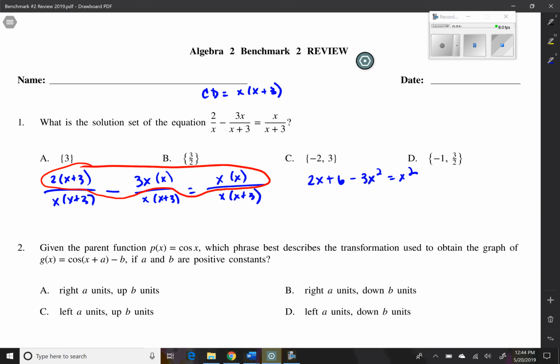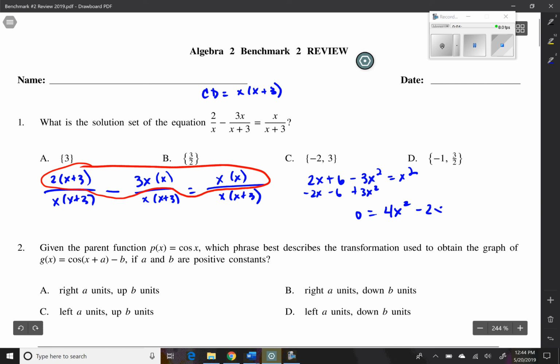So I want to move everything to one side of the equation, and I want to make it so that x squared is positive. So I'm going to move all of these terms to the other side. So that's going to give me 0 equals 4x squared minus 2x minus 6. I notice everything here has a common factor of 2, so I could take that out and get 2x squared minus x minus 3 equals 0. Then we have to try and factor.